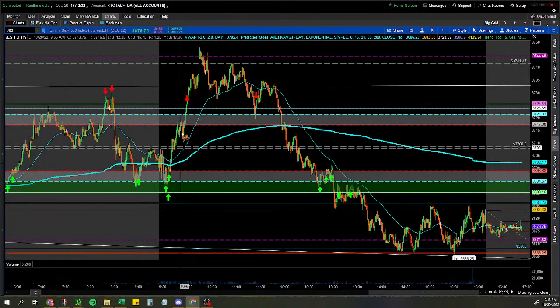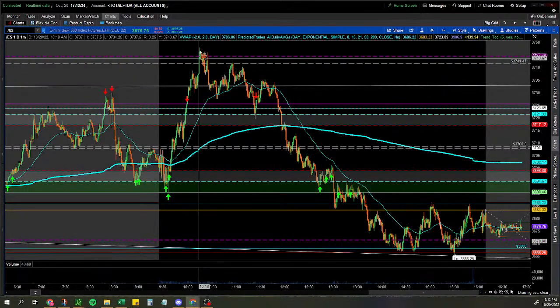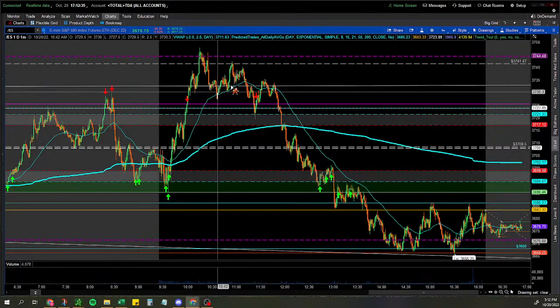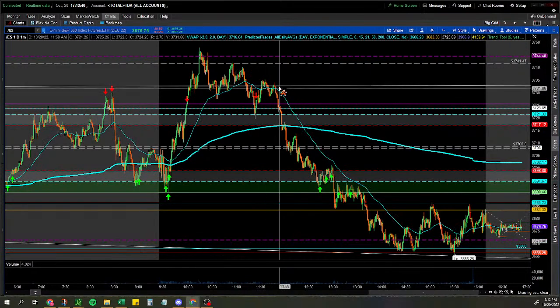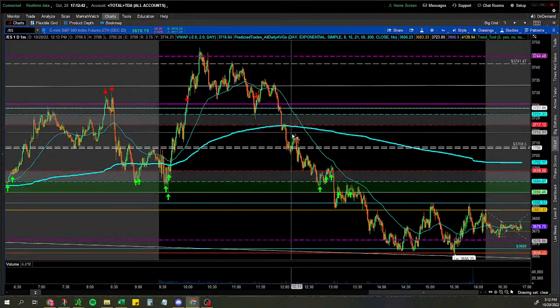You can see we got above and it pulled back near it, continued higher, caught a few more bounces, but then once we broke below it, we started to resist it, and that's when the big drop started.